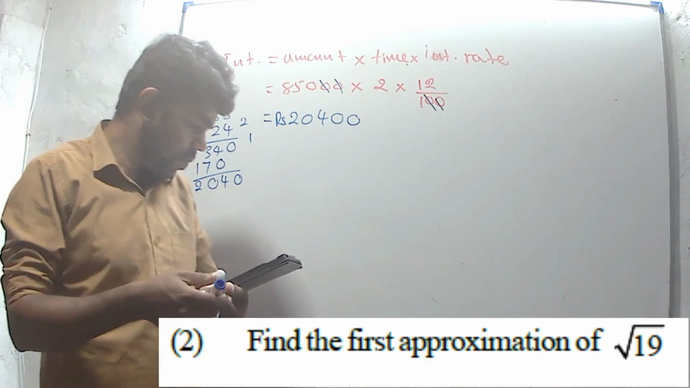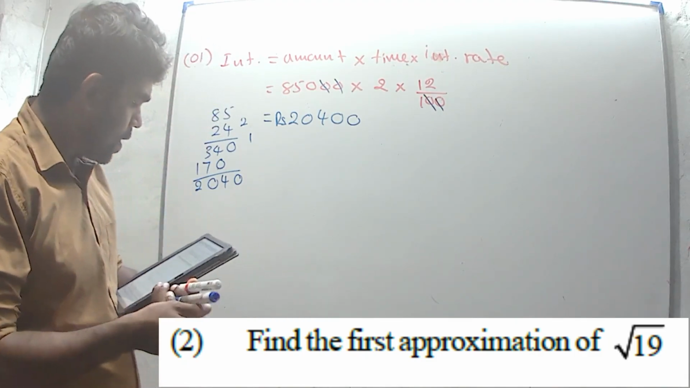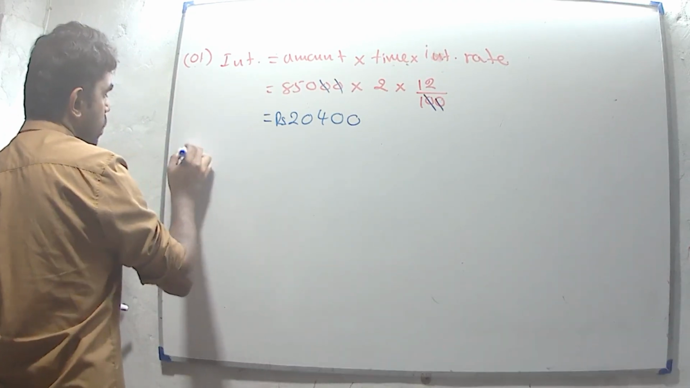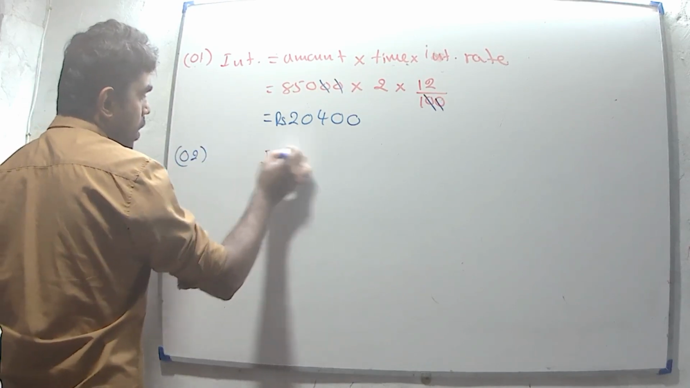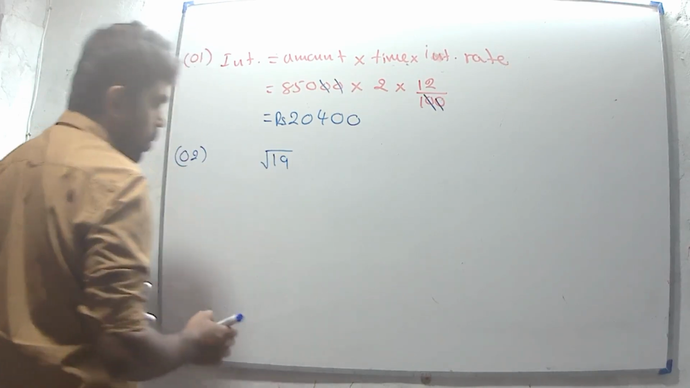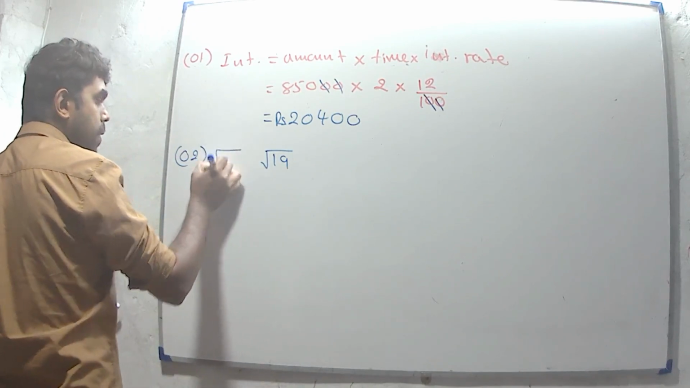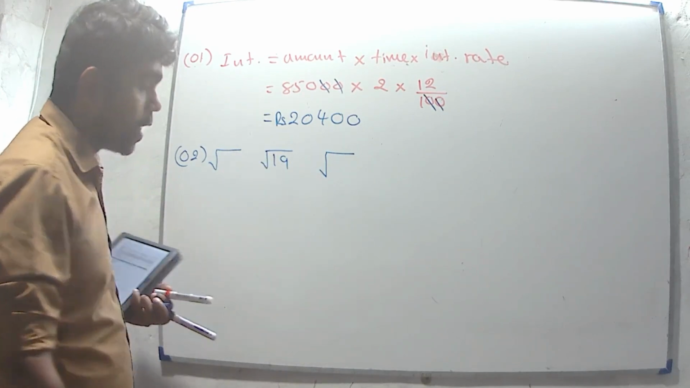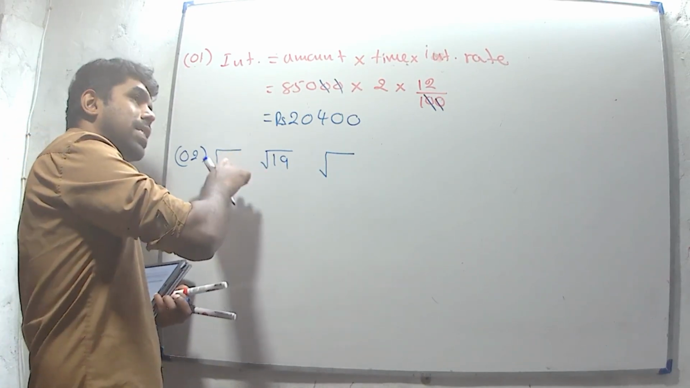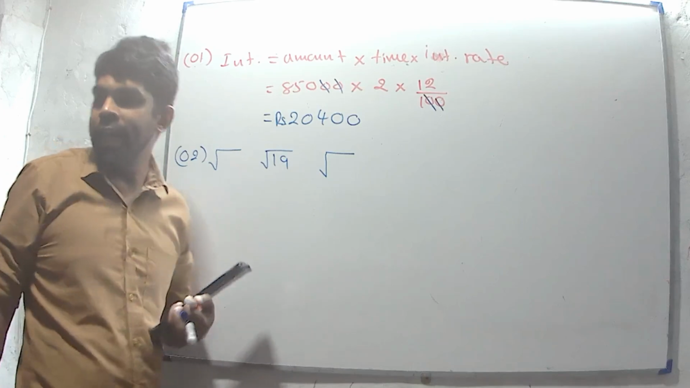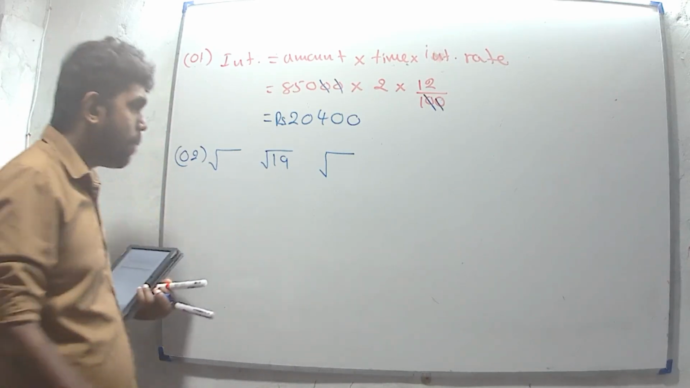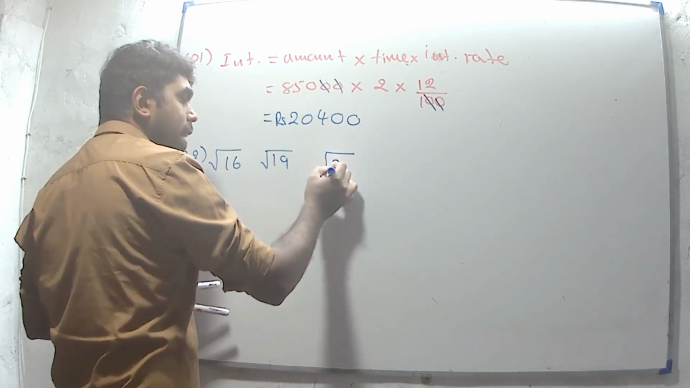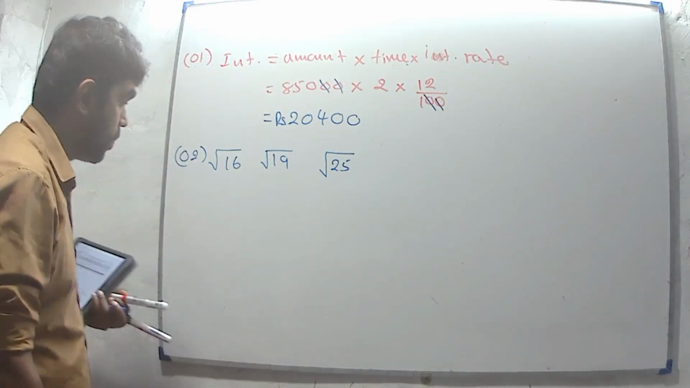Question number 2. Find the first approximation of root 90. We have to write perfect square numbers, the perfect square number less than 90 and the perfect square number greater than 90. We know that the perfect square number less than 90 is 81. The perfect square number greater than 90 is 100.